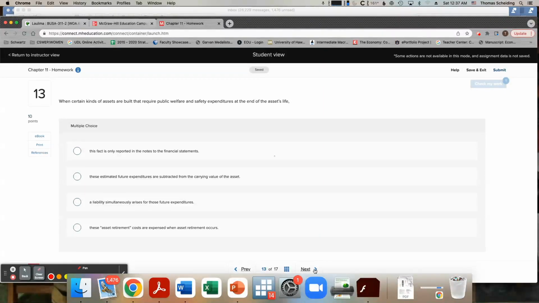So this is definitional. Let me just give you an example of this. It's actually quite topical. Think of Red Hill Fuel. After they're shut down, there are going to be certain expenses required for the public welfare and safety expenditures. So what would that mean?